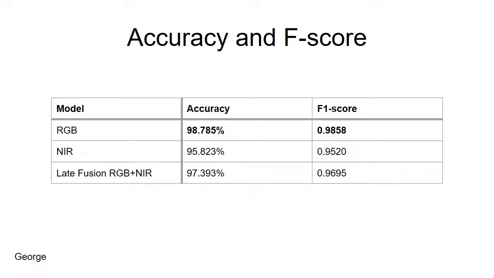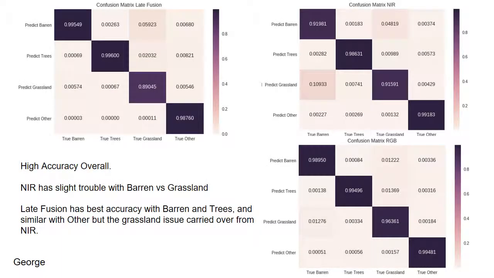The metrics we used were testing accuracy and F1 scores. RGB had the greatest overall accuracy at 98.785 and the best F1 score at 0.9858. Near infrared had the lowest accuracy, and we can see more in depth about how our models performed in the next slide. This slide shows you visualizations of confusion matrices for each model. The columns of the confusion matrix will tell you the true values for each class, and the rows tell you which classes were predicted. The values are normalized so that it shows a percentage of how many were predicted for each class.